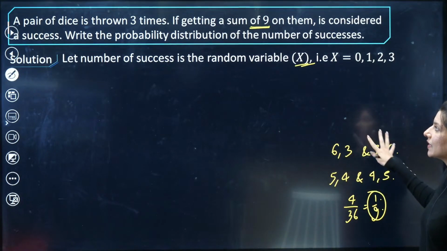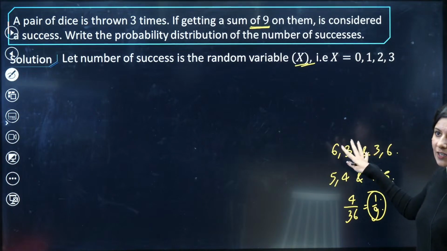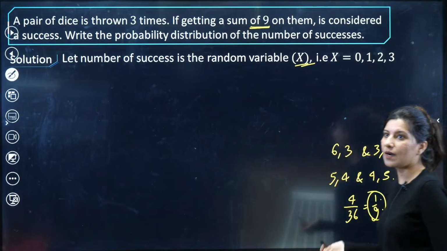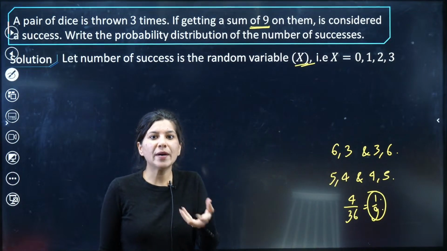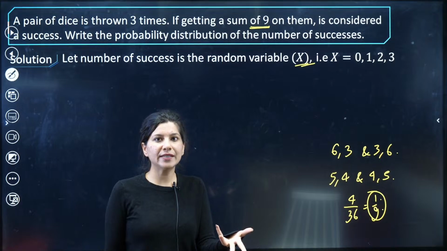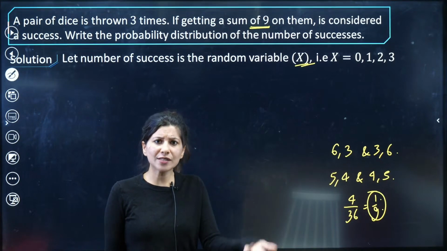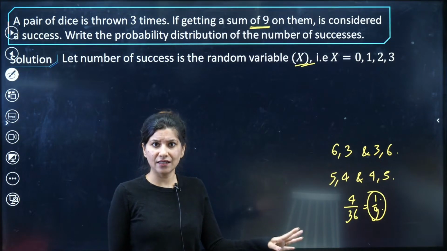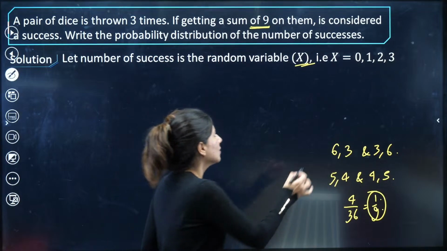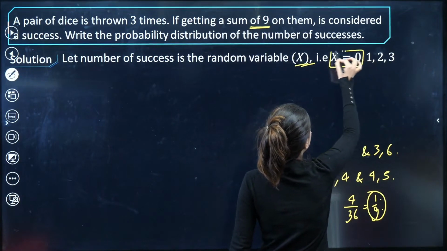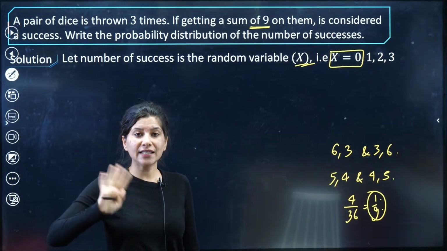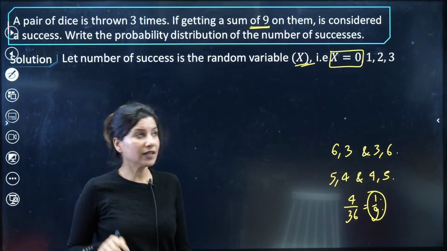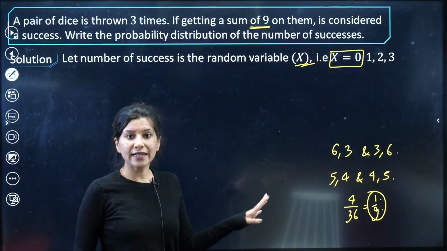How many times can I get the success? If I throw a pair of dice, what is the possibility? There is a possibility that I am not getting 9, I am getting something else. So x equals 0 means the probability of not getting any 9, not getting a sum of 9.